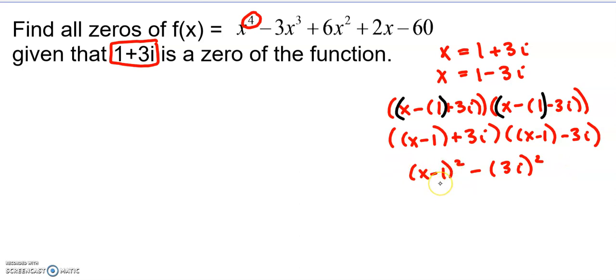Okay, well, if I multiply that out, that's not too bad. That's going to be x squared minus 2x plus 1. And then if I square the 3i, that's going to be 9 times negative 1, or plus 9.